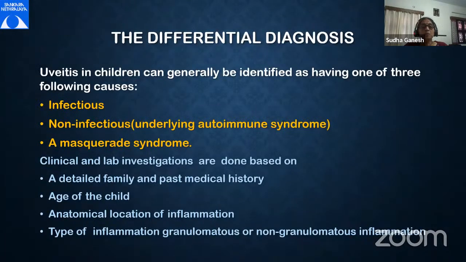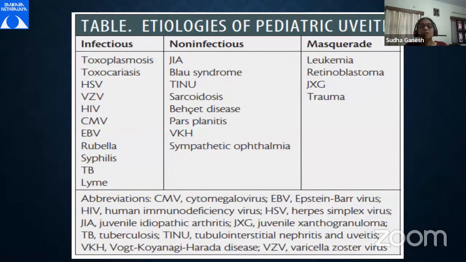Now, coming to the differential diagnosis per se, children can generally be identified as having one of the following causes: an infectious uveitis, a non-infectious uveitis, or a masquerade syndrome. The clinical and laboratory investigations are done based on a detailed family and past medical history, age of the child, anatomic location of the inflammation, and type of inflammation, whether it's granulomatous or non-granulomatous. The etiologies generally fall into these three categories. Infectious could be toxoplasmosis, toxocariasis, the herpetic infections, HIV, rubella, EBV, syphilis, TB or Lyme. The non-infectious is often JIA, Blau syndrome, TINU, sarcoidosis, Behcet's, pars planitis, VKH or sympathetic ophthalmia, which will all be covered in detail by the subsequent speakers.